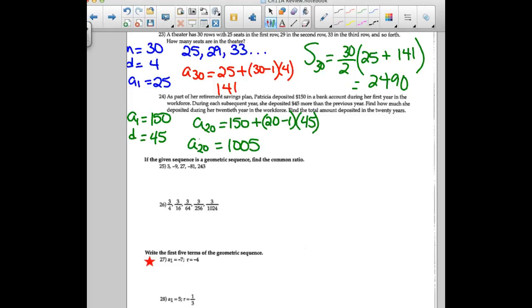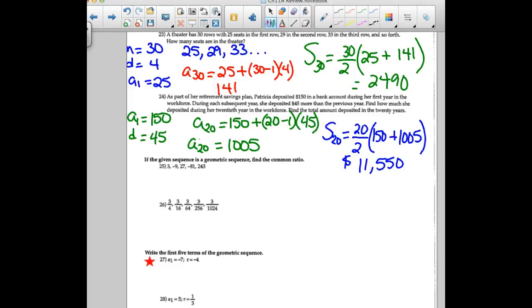Now, to figure out how much she will have at the end of all those 20 years, we need to sum all of her 20 payments. So 20 divided by 2 times first plus last. And the last term, the 20th term, we just found to be $1,005. Totals up to be $11,550 that she has put into her savings account.